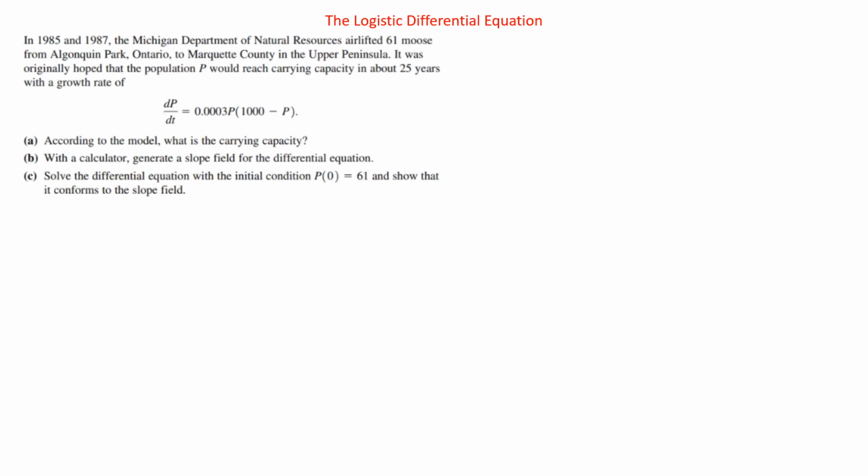So in 1985 and 1987, the Michigan Department of Natural Resources airlifted 61 moose from Algonquin Park, Ontario, into Marquette County in the Upper Peninsula. It was originally hoped that the population P would reach a carrying capacity in about 25 years, with a growth rate, notice they give us that equation again, dp over dt equals 0.0003p times 1000 minus p. So, according to the model, what is the carrying capacity? Well, again, that's just that number right there.